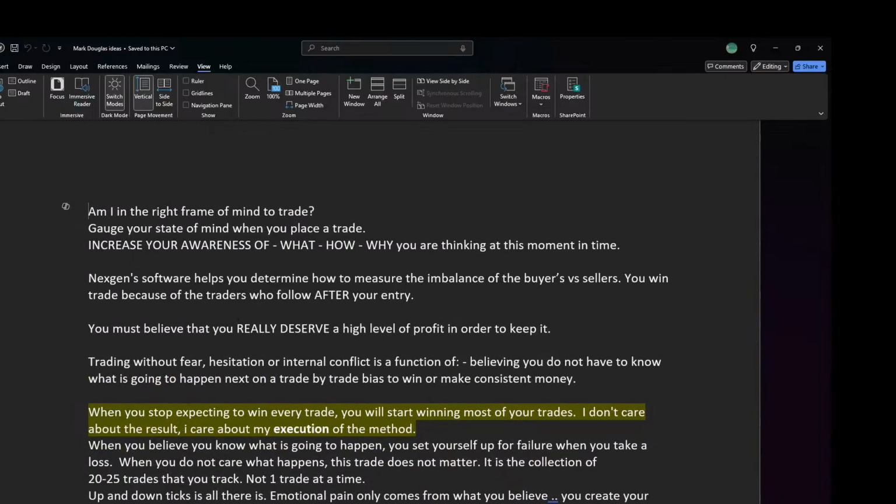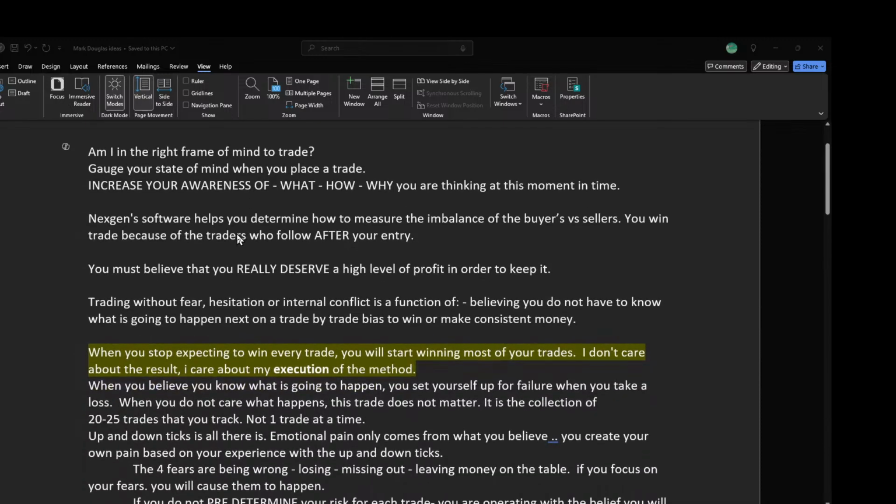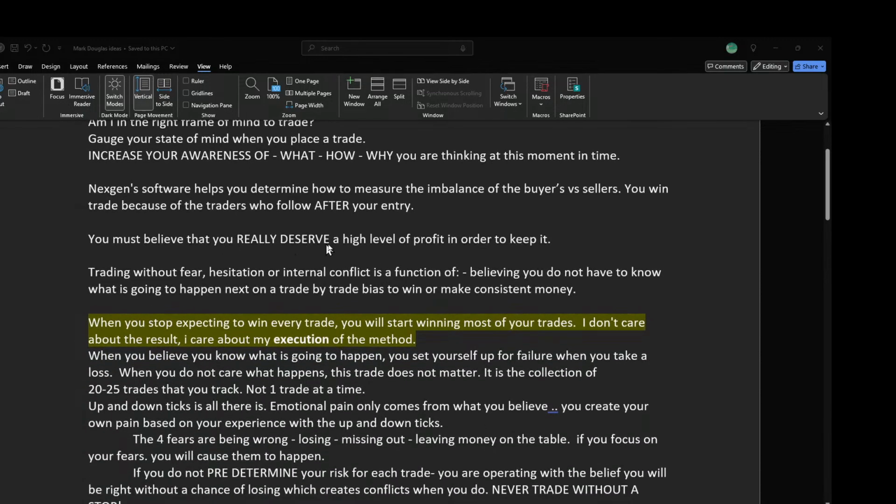But there's a lot of things that he goes through. Are you in the right frame of mind to trade, right? Believe that you deserve a high level of profit in order to keep it. That's your money. Trading without fear, hesitation, internal conflict. Guys, that comes from believing you don't have to know what's going to happen next.